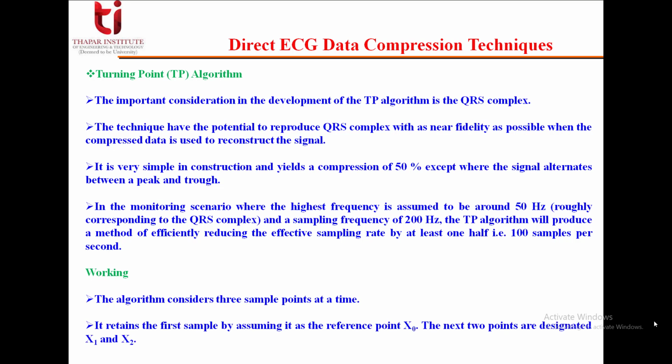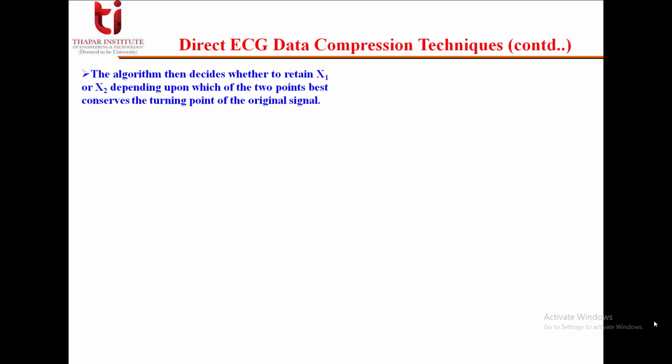It retains the first sample by assuming it as a reference point, that is x0, and the next 2 points are designated as x1 and x2. The algorithm then decides whether to retain x1 or x2 depending upon which of the 2 points best conserves the turning point of the signal.